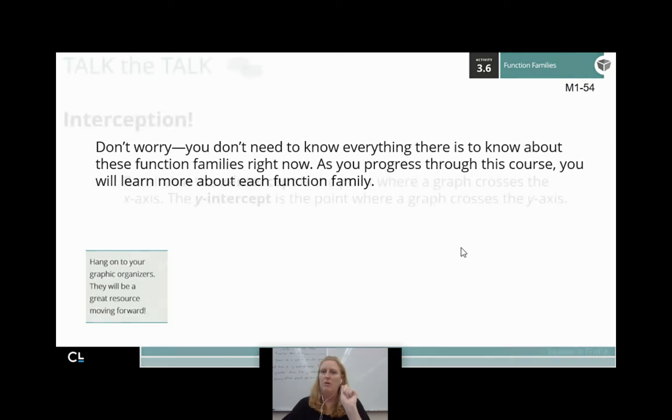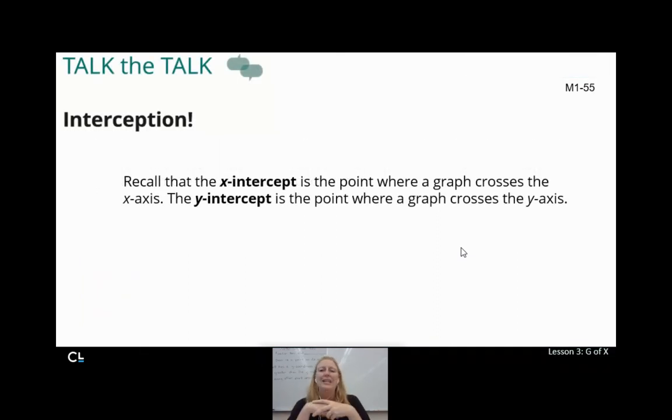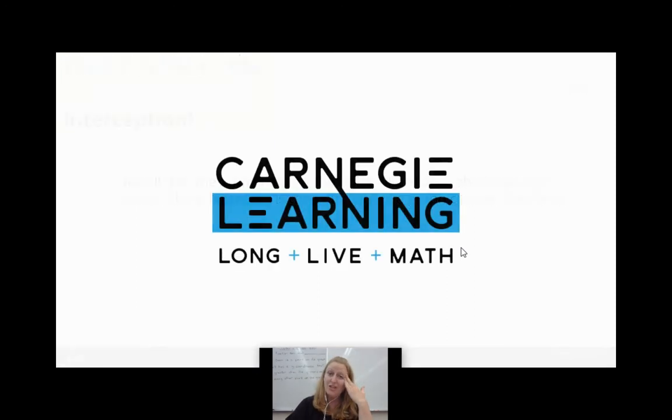Always good to realize. There are two more little things I want to point out. First of all, please recall that the x-intercept is the point where a graph crosses the x-axis. The y-intercept is the point where a graph crosses the y-axis. So please remember that.